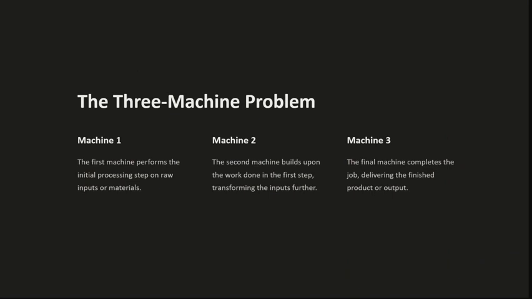The three machine problem for optimizing the n jobs. The first machine performs the initial processing step on raw inputs or material. Machine 2 builds upon the work done in the first step, transforming the input further, and lastly the final machine completes the job, finishing the product or the output.